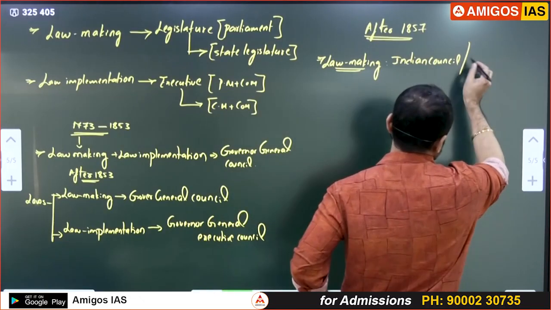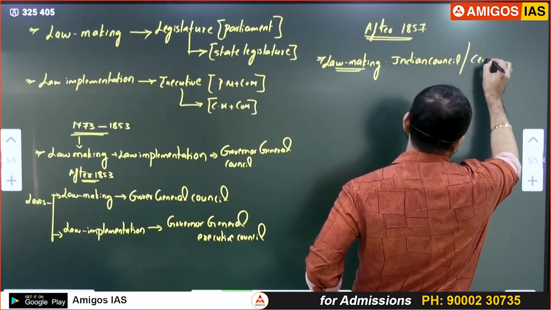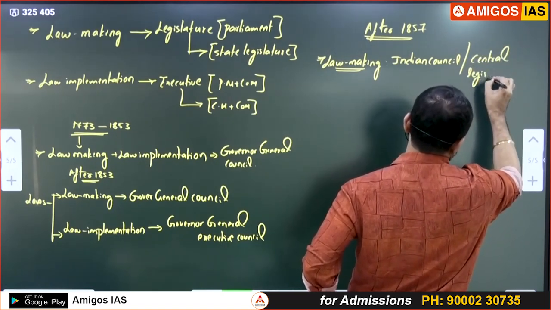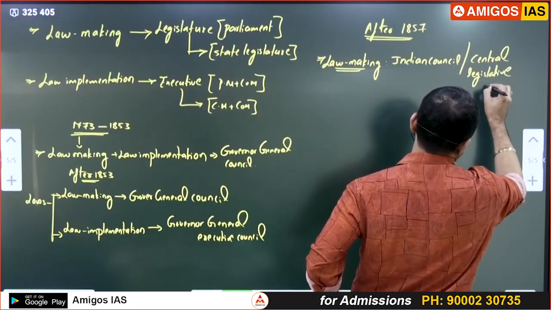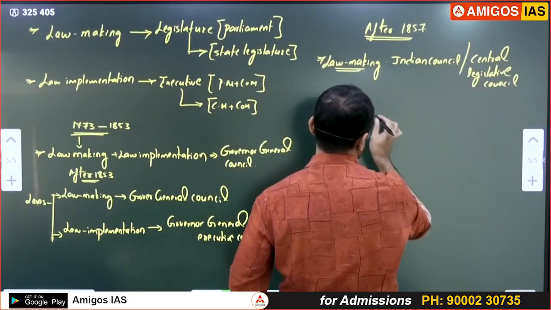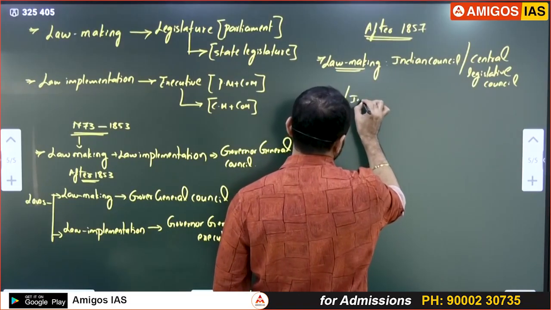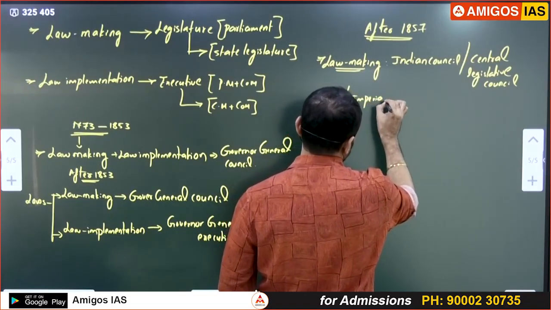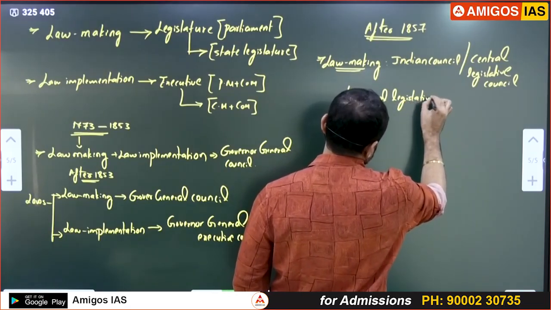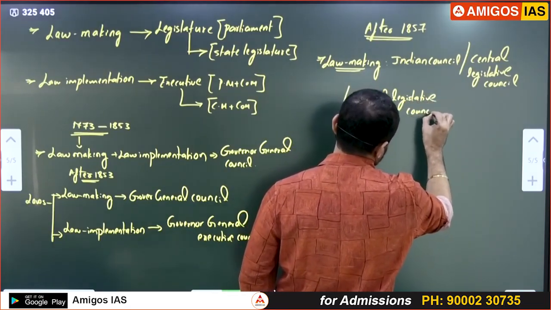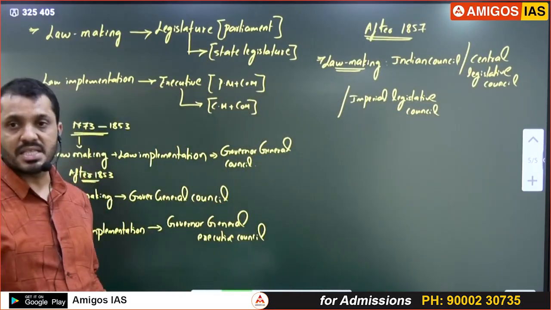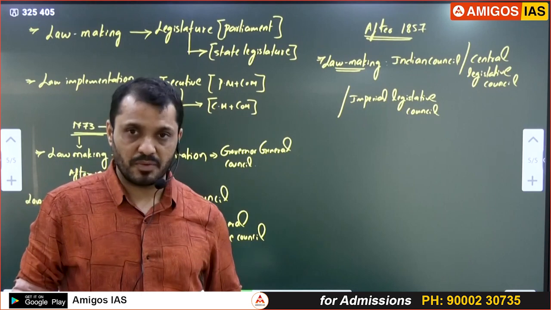Sometimes we also use the word Central Legislative Council. And we also used to use another word, Imperial Legislative Council. These are the 3 terms we frequently use. So these indicate the present day Parliament.